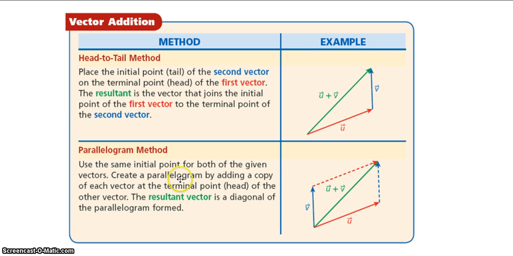The second, the parallelogram method, is when we use the same initial point for both vectors. So we have vector u, vector v, and we create a parallelogram by adding a copy of those two vectors just opposite them, right? And when we do, the resultant vector is the diagonal of the parallelogram formed. So we can see that it is vector u plus vector v.